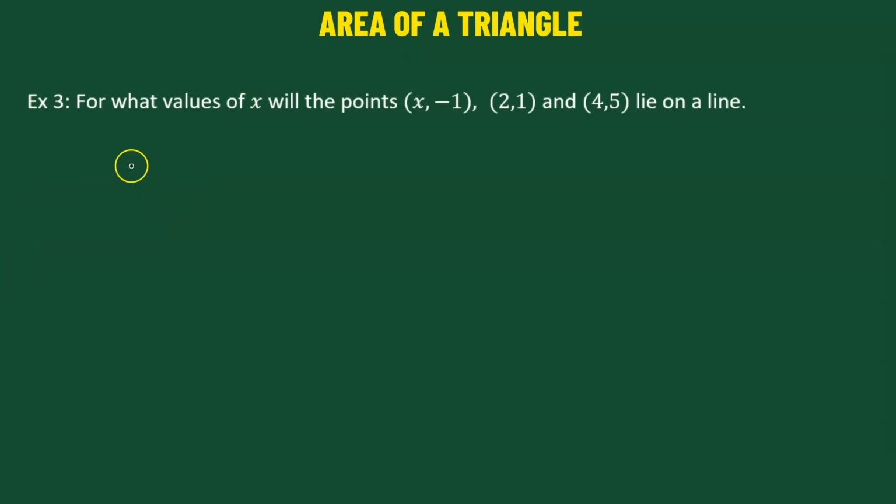So problem number 3, we need to find out the value of x such that these 3 points lie on a line. In other words, these 3 points are collinear in nature. So that's a very simple problem.